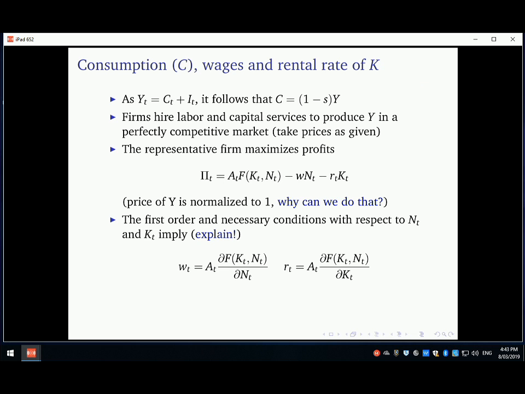When you maximize those profits, it turns out that you can obtain from the first order necessary conditions of this problem what the wage is and what the rental rate of capital is.